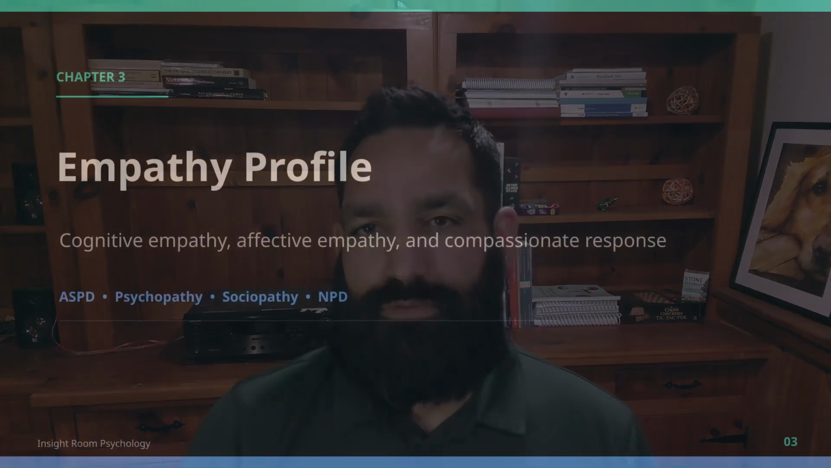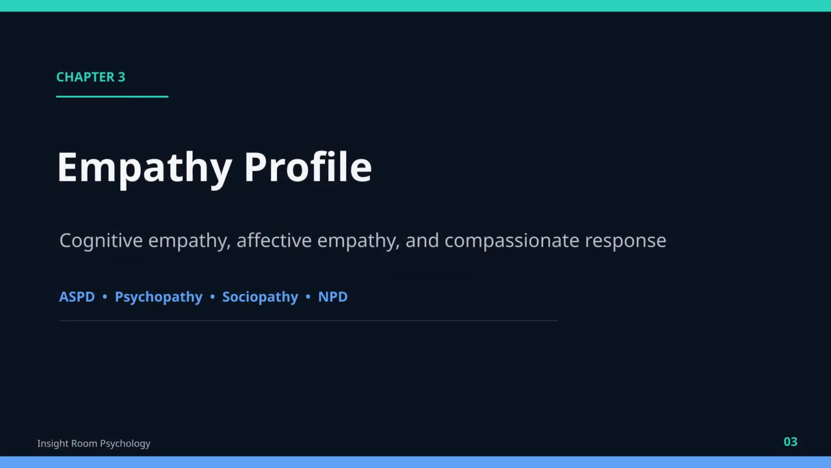Chapter 3. Empathy Profile. Empathy is one of the most misunderstood parts of this conversation. People often say they have no empathy, but empathy is not one single thing. There is cognitive empathy, which is the ability to understand what someone else is feeling, and there is affective empathy, which is the ability to emotionally resonate with what someone else is feeling. And there is compassionate empathy, which is the motivation to respond with care. Those are not always equally impaired.